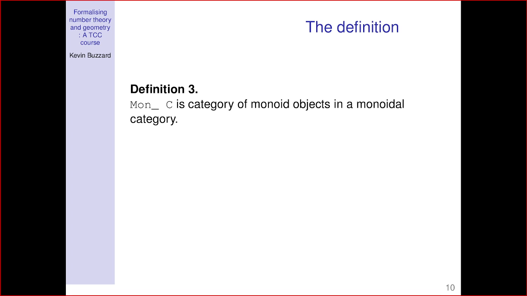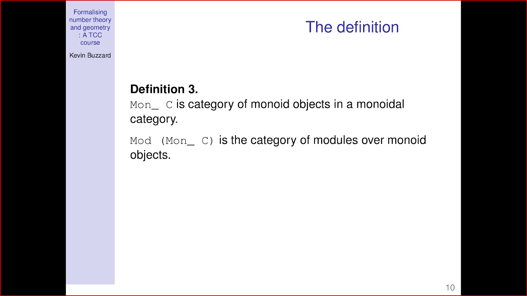So here's definition three. Mon C is the... So if you have a monoidal category, which means a category where you have some kind of tensor product and it obeys some sensible axioms. If you basically have a product in your category, then you have enough to define monoids, right? Because you've got some object, let's call it M, and then you can do M cross M. So you can write down a map from M cross M to M, or M tensor M to M. Then you've got the identity function from M to M, and you can write down the axioms for a monoid and get a category of monoid objects.